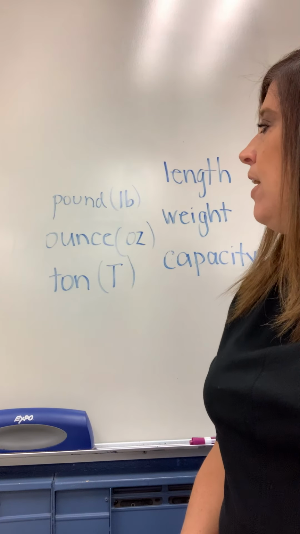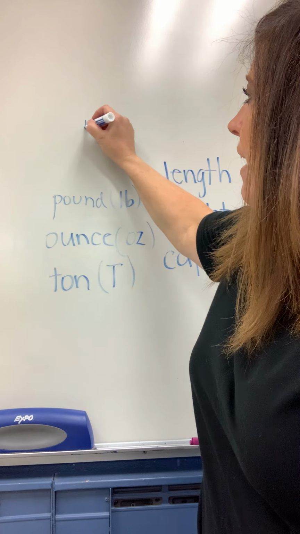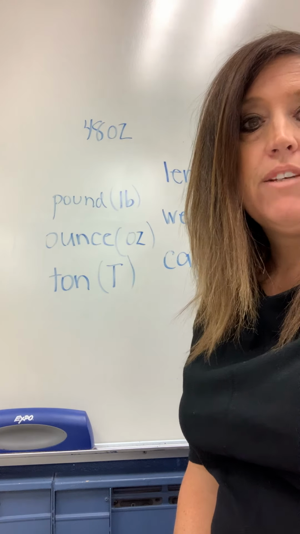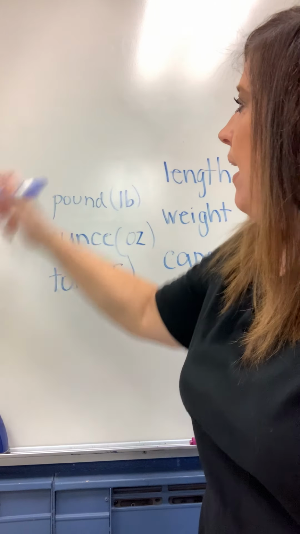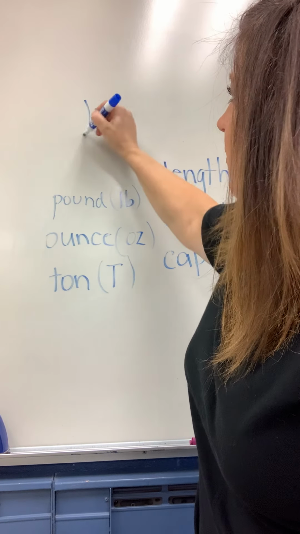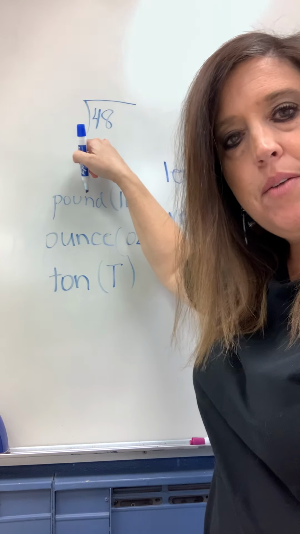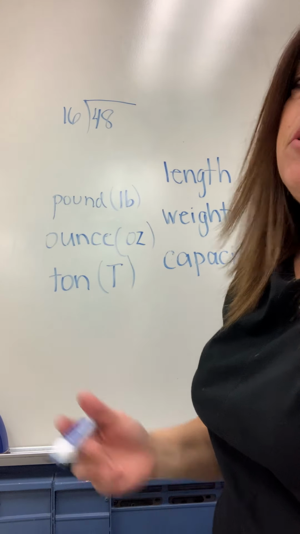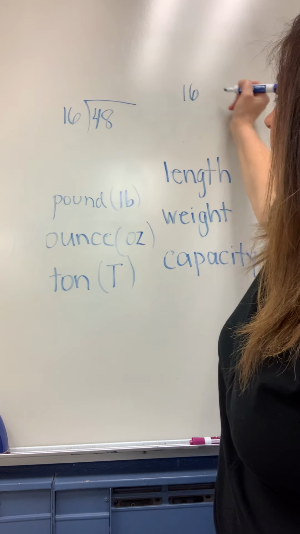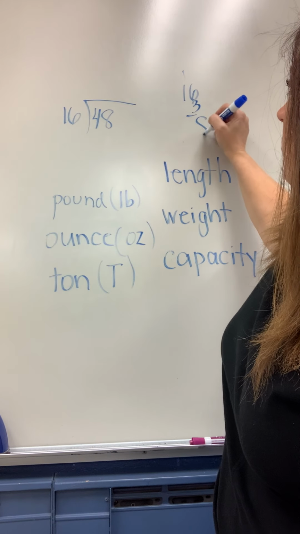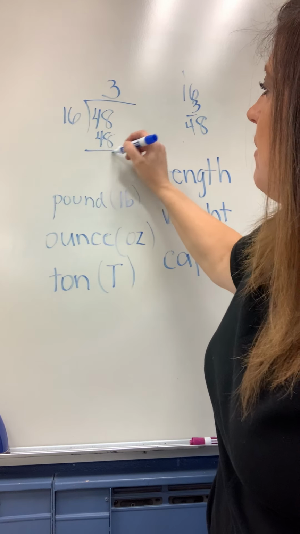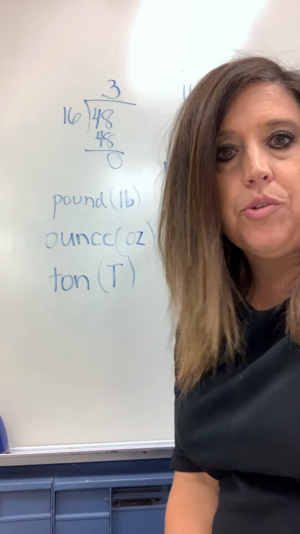The same thing is true here. If you have 48 ounces and you want to figure out how many pounds that is, you're going to divide your 48 ounces by the number of ounces in a pound. Well, how many ounces did we say are in a pound? 16, good. So we would say 16 goes into 48 how many times? Well, you probably have to go off to the side to figure that out. It goes in 3 times. So 48 ounces is the same thing as 3 pounds.